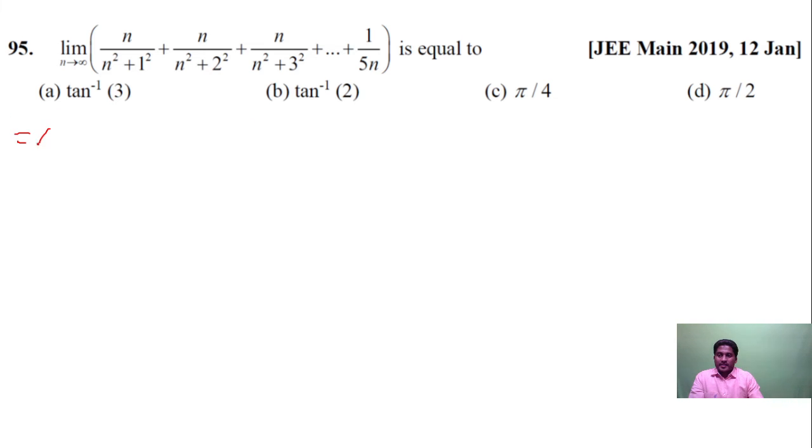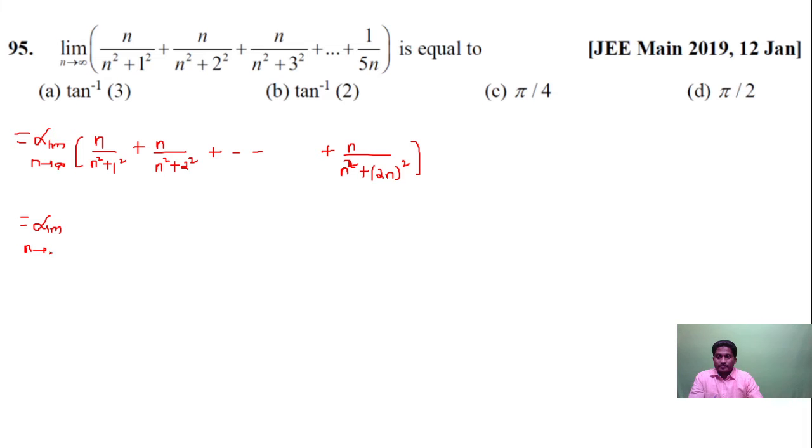Okay, now the last two limit questions are left out. I will write this as the limit n tending to infinity of n divided by n square plus 1 square, plus n divided by n square plus 2 square, and so on, up to n divided by n square plus 2n the whole square. So this is the limit n tending to infinity of the summation n divided by n square plus r square, r is equal to 1 to 2n.